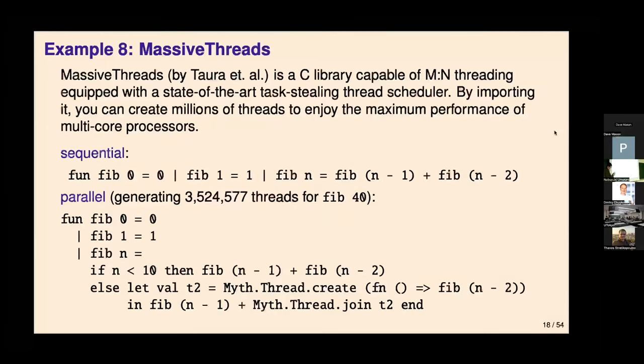So the next example is MassiveThreads. MassiveThreads is a library capable of M-N threading with a task-stealing scheduler developed by Professor Taura. He is a professor at the University of Tokyo. By importing it, you can create millions of threads on MassiveThreads in a single shot, like this. This is a Fibonacci function which generates concurrent threads for Fibonacci.